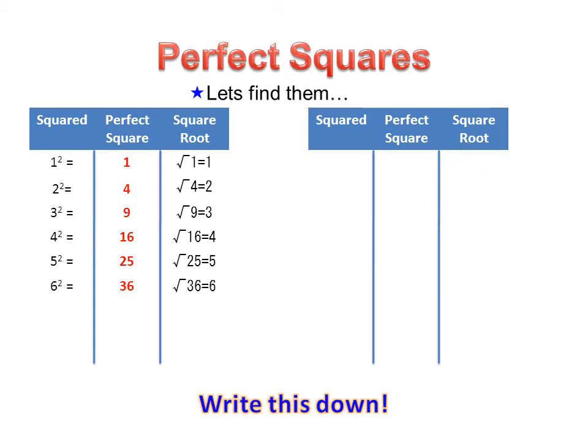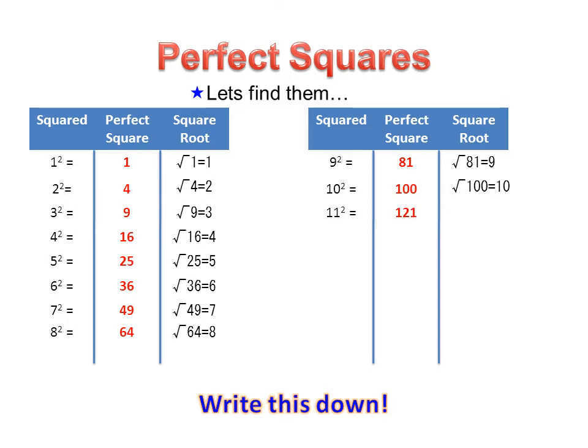6 squared, 36. The square root of 36 is 6. 7 squared, 49. So the square root of 49 is 7. 8 squared, 64. The square root of 64 is 8. 9 squared, 81. The square root of 81 is 9. 10 squared is 100. The square root of 100 is 10. 11 squared, 121. The square root of 121 is 11.